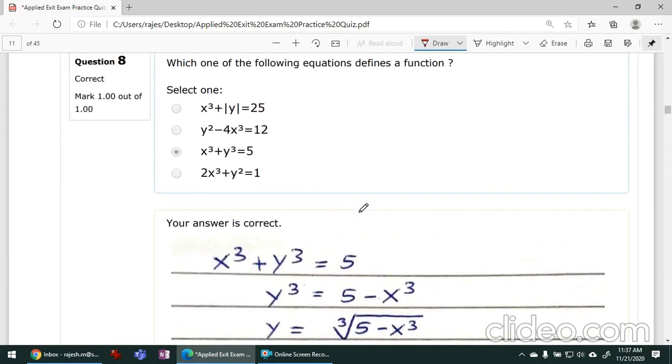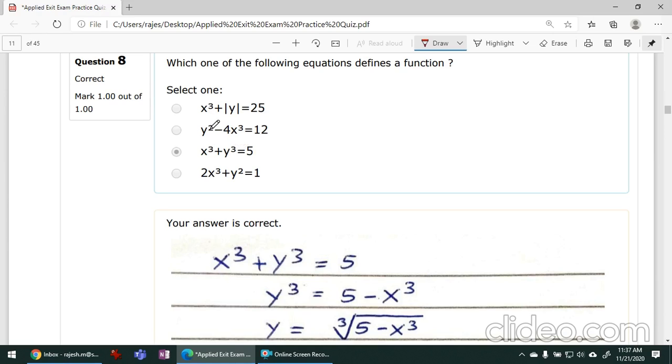So you don't have to see anything else. What you have to do is check the power of y. If the power of y is odd, that means 1, 3, 5, 7, 9, all these, then it is a function. So here y power 3, so this is a function.